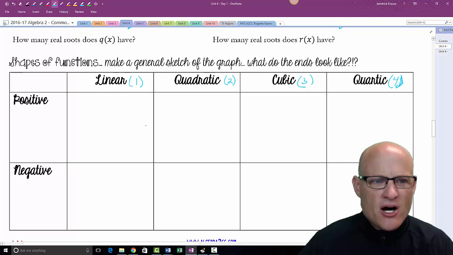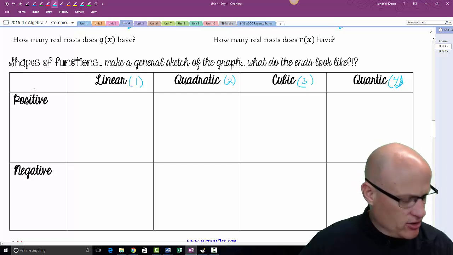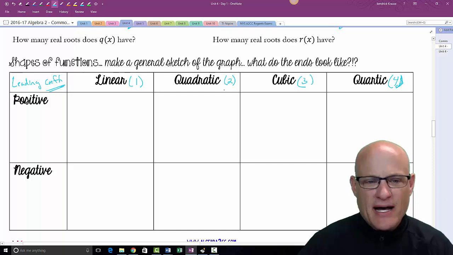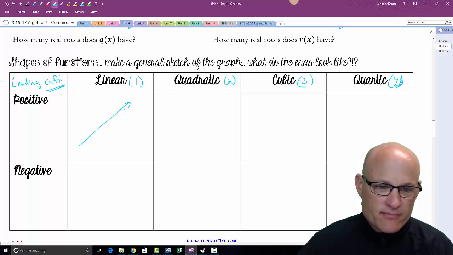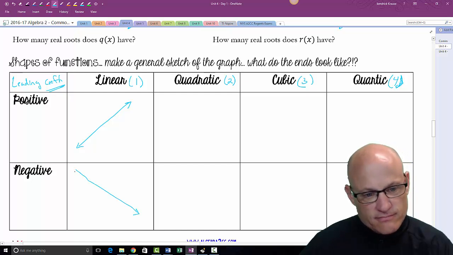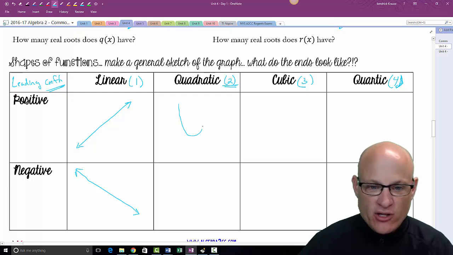So, when a linear function, if the leading coefficient is positive, then it's going to look like this. If the leading coefficient is negative, it's going to look like that. Now, if it's a quadratic or a squared function and the leading coefficient is positive, you should know this is going to be a parabola that opens up. If it's negative, you should know that it's a parabola opening down.